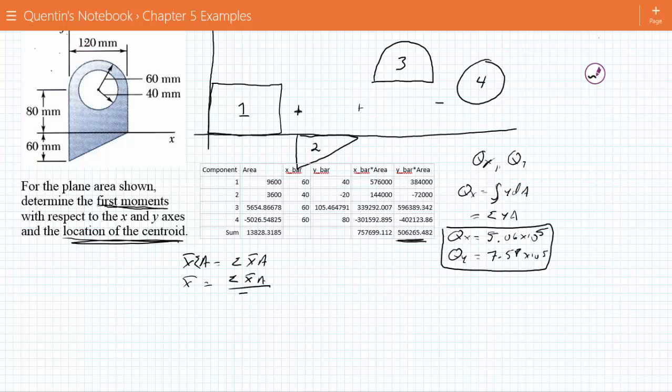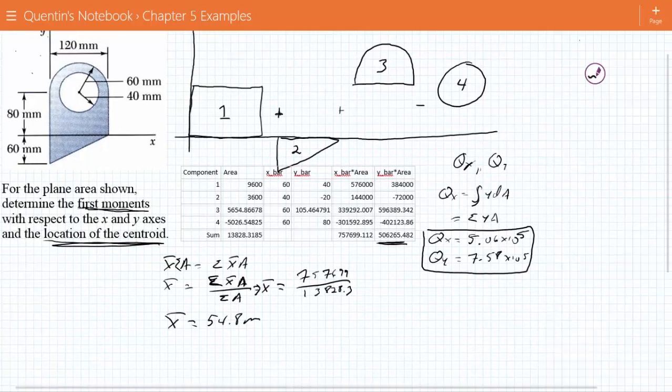This is really the sum of the area, right? Okay, well, we have all these things right here. So therefore, X bar is equal to the sum of X bar times area, which ends up being 75,76,99, over the sum of the area, which is right there, 13,828.3. So X bar is, in this case, 54.8 millimeters.